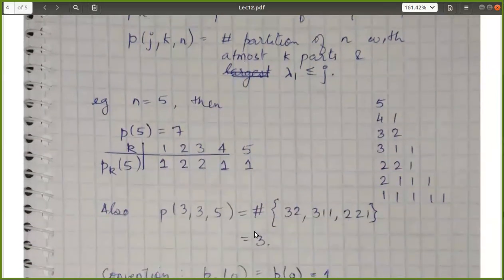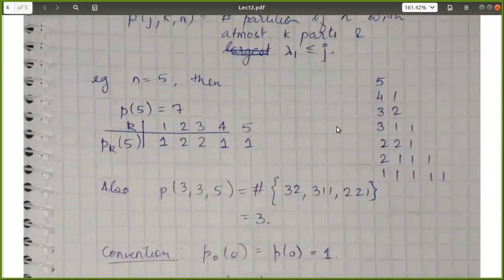So P(3,5) is 3. P(3,2) will be 1, which we computed earlier. As convention, we fix P(0,0) to be 1.